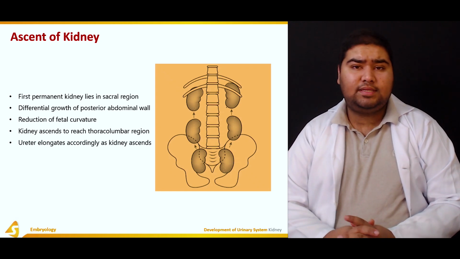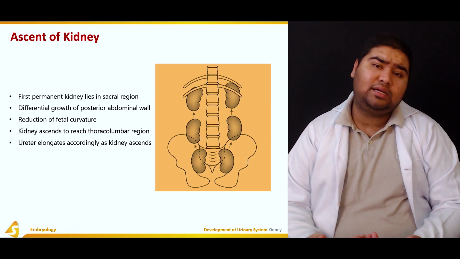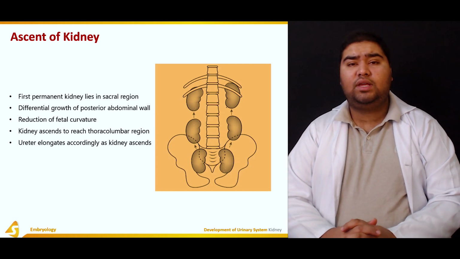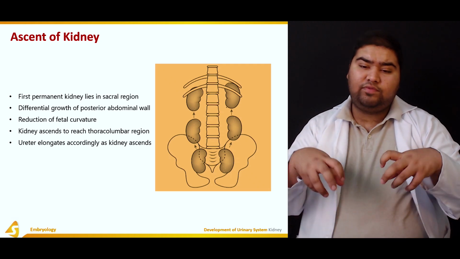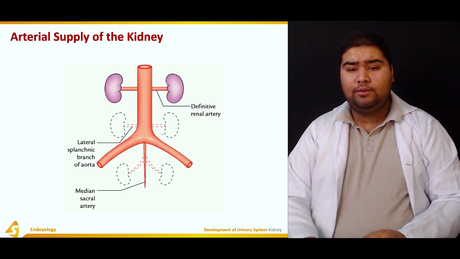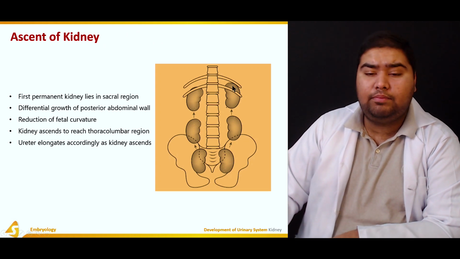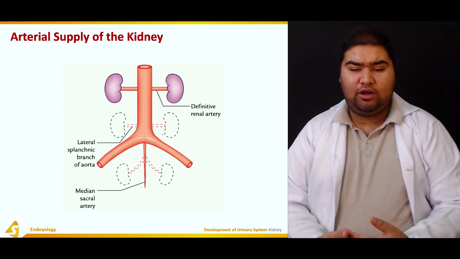The ureters now have to elongate if they still want to be the conducting channels of the kidney. So the ureters elongate as the kidneys move upwards or ascend. So finally they come to lie in the thoracolumbar region in the abdomen. So now the arterial supply of the kidney.